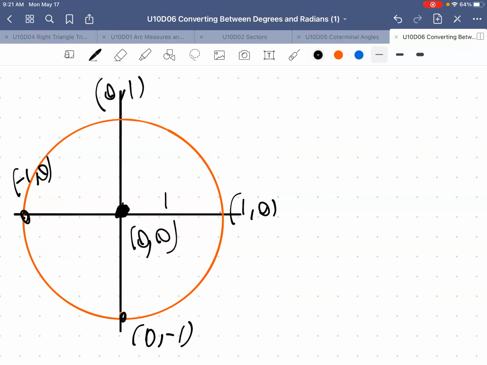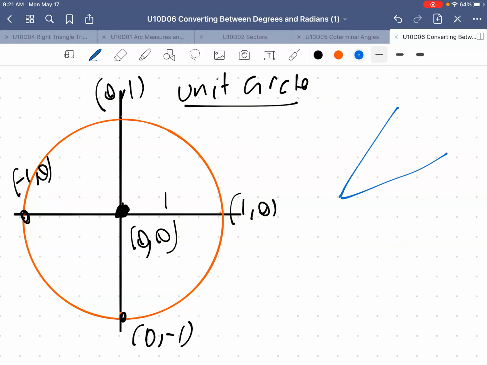All right. Before we really get started, we need to discuss angles. So once again, this is called the unit circle. It's centered at the origin, and it has a radius of 1. Before we do anything else, we're going to discuss angles.